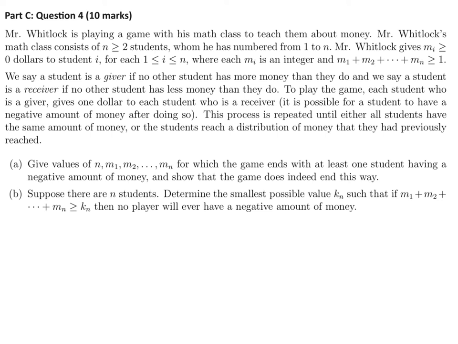To play the game, each student who is a giver gives $1 to each student who is a receiver. It is possible for a student to have a negative amount of money after doing so. This process is repeated until all students have the same amount of money, or the students reach a distribution of money that had previously been reached. Given values of n, m1 through mn, for which the game ends with at least one student having a negative amount of money, show that the game does indeed end this way.